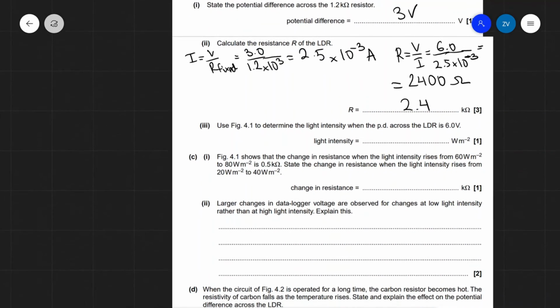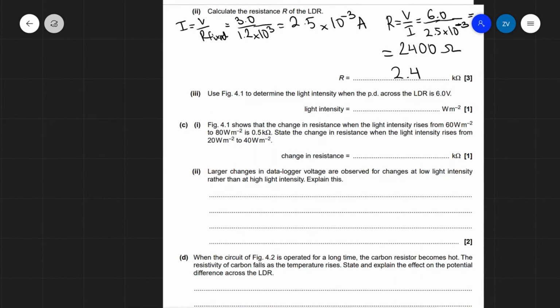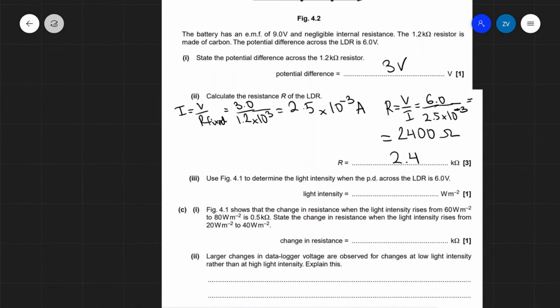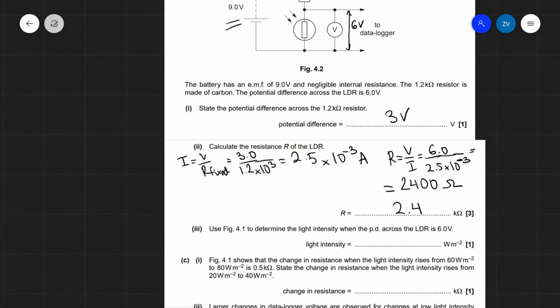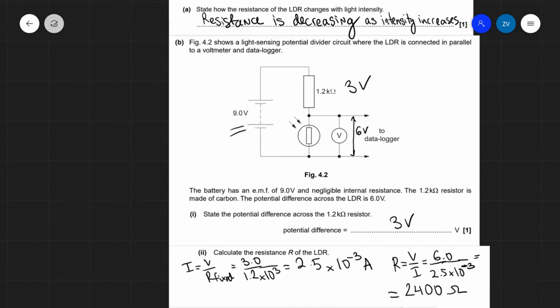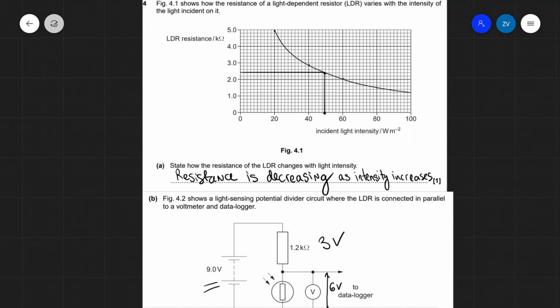Okay guys, next part: use figure 4.1 to determine the light intensity when the PD across the LDR is 6 volts. Now remember, this actually ties in with the previous question. This is because 6 volts was essentially the voltage for which we calculated the resistance of the LDR. So we know that at 6 volts the resistance is 2.4 kilo ohms. So we can use that directly to determine the light intensity.